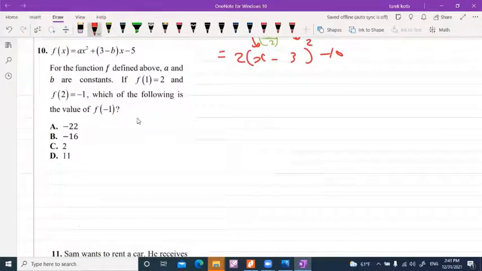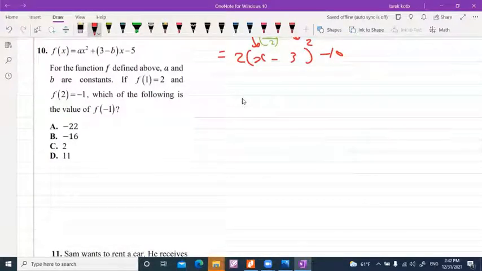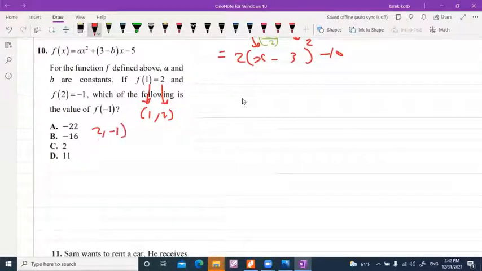Okay, that means you have 2 points here. The first point is when x equals 1, y equals 2. I got it from here. And the second point is when x equals 2, y equals negative 1. You can substitute these 2 points in the equation itself to get the values of a and b.